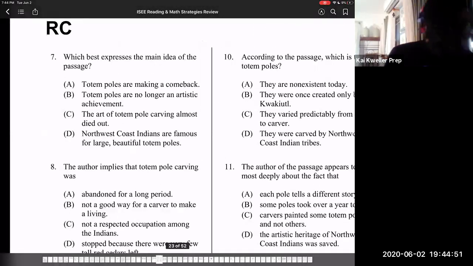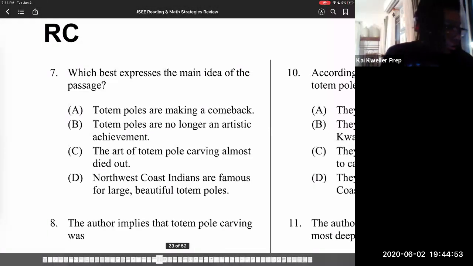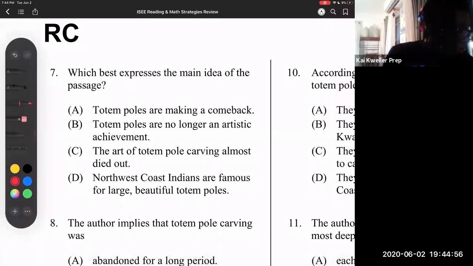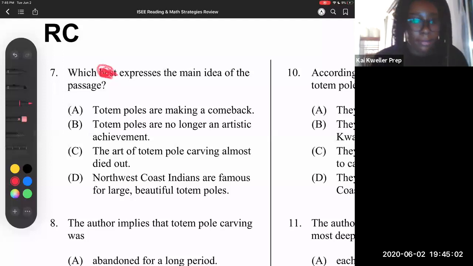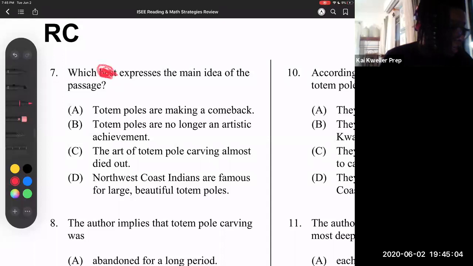So, which best expresses, cross out that best. You already know we don't make assumptions. We don't look for ambiguous things. We want to know what expresses it. Just what expresses it, 100% expresses the main idea of the passage. Okay.